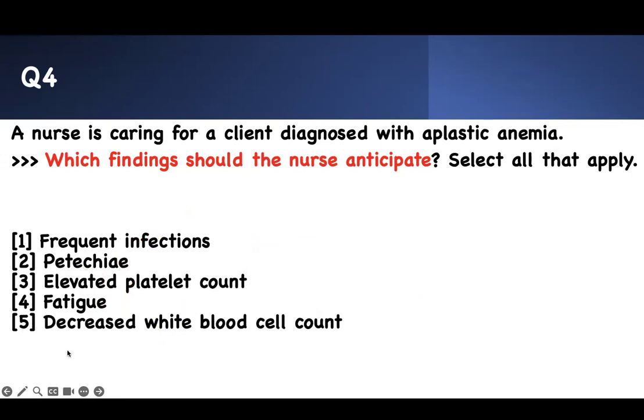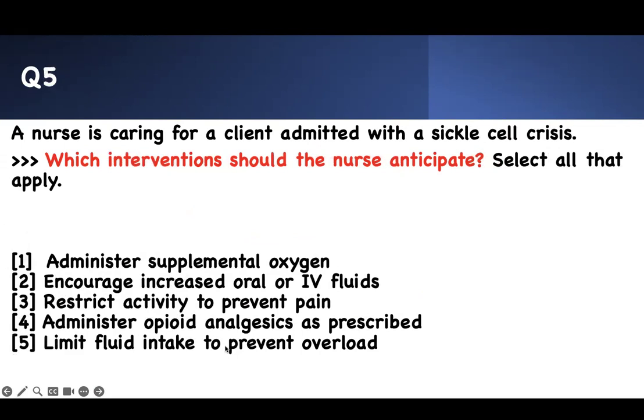How are you doing? Last question. I know you get it. 5 out of 5. Which intervention should the nurse anticipate? Select all that apply. A nurse is caring for a client admitted with sickle cell. We want to prevent sickling as much as possible. And you know the pathophysiology, they get sick because of hypoxia and sickling due to polymerization, blocking vessels, vaso-occlusive disease. Therefore, what do you see? Administer supplemental oxygen, encourage increased oral or IV fluid, restrict activity to prevent pain, administer opioid analgesic as prescribed, limit fluid intake to prevent fluid overload.